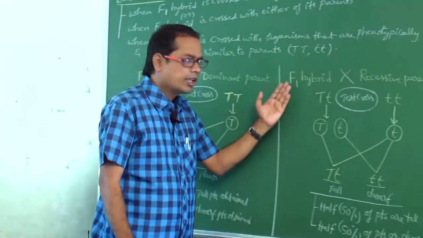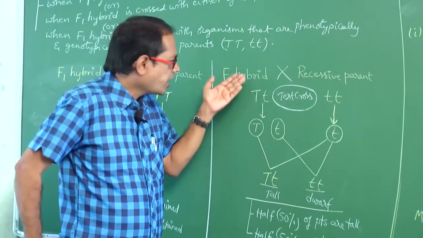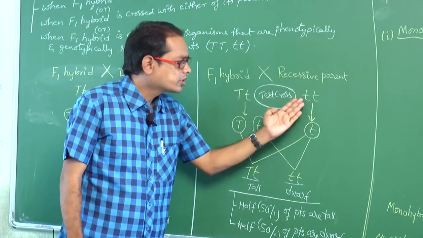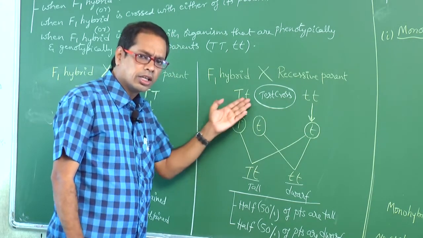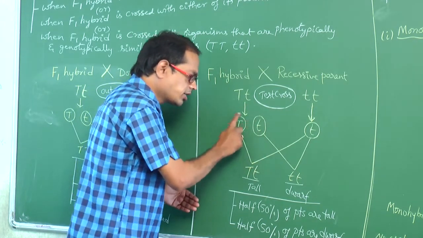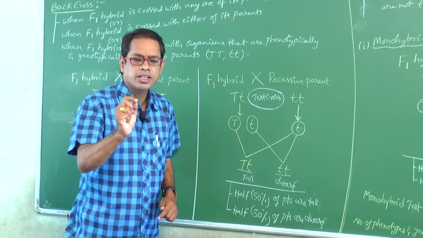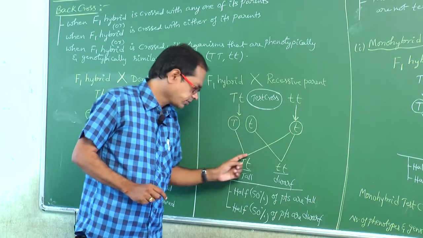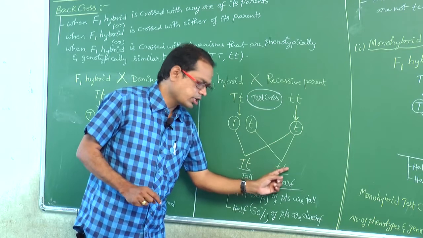Next one, when F1 hybrid is crossed with the recessive parent. F1 hybrid means capital T, small t. Recessive parent means small t, small t. Type of gametes, capital T, small t. Conventionally, it is a rule in genetics that gametes are present inside the circles. Capital T crossed with small t gives capital T, small t. Small t crossed with small t gives small t, small t.